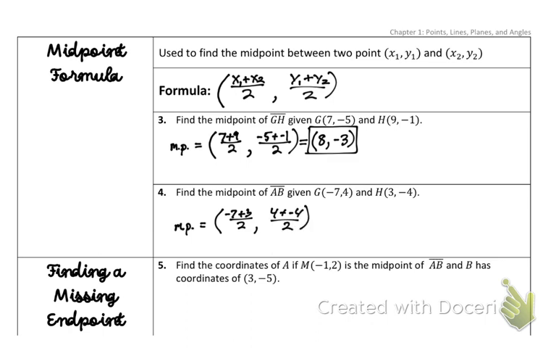Pay attention to this because some of us have it wrong. Negative 7 plus 3 is a negative 4, divided by 2. So that's going to be a negative 2 out front. And 4 plus a negative 4 is 0, and 0 divided by 2 is still 0. So we should have negative 2, 0. I saw a couple mistakes out there. Let's get that down and see if we have any questions.